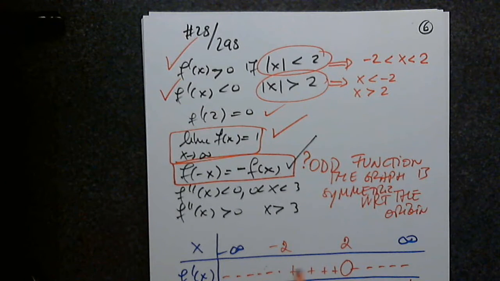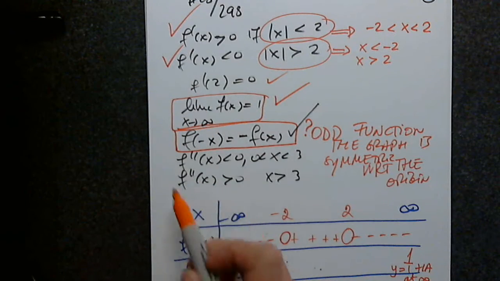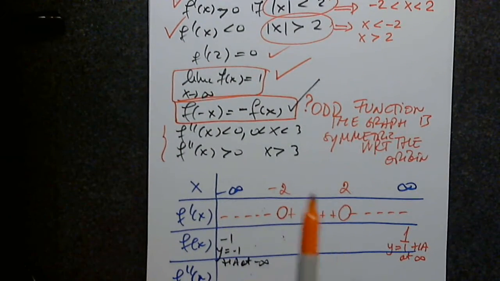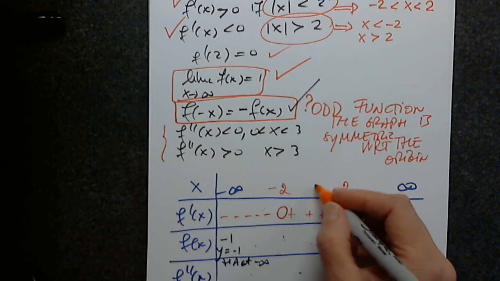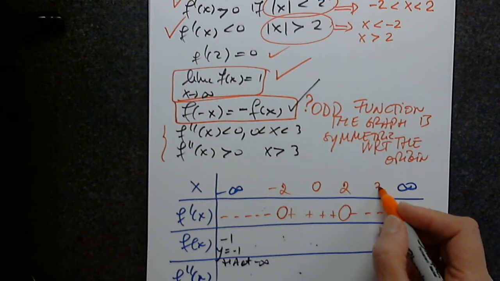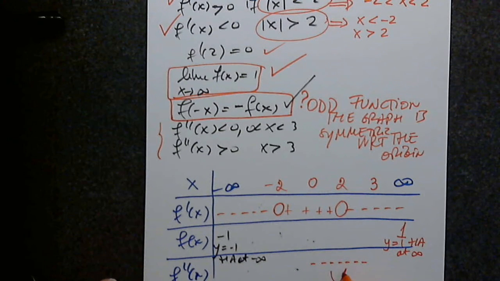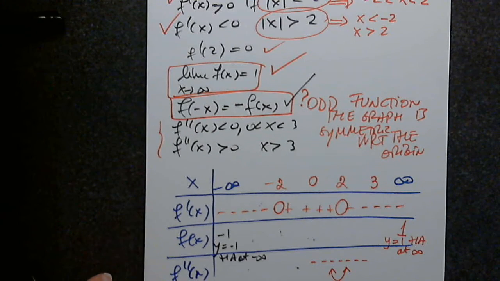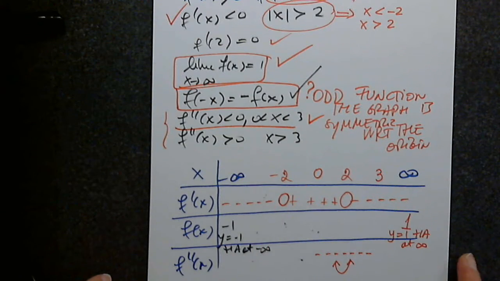We'll see in a minute, this function has to be symmetric with respect to the origin. So if it has a critical number at 2, it will have to have a critical number at -2 by symmetry. So that's all done except these two. Okay. The second derivative is negative between 0 and 3, which means the function opens downward. That's done. And now the second derivative is positive if x is greater than 3. Fine.